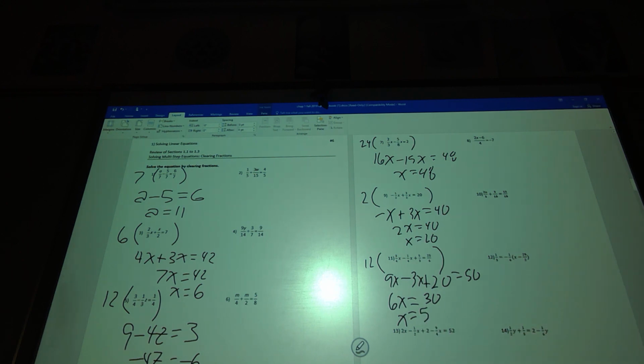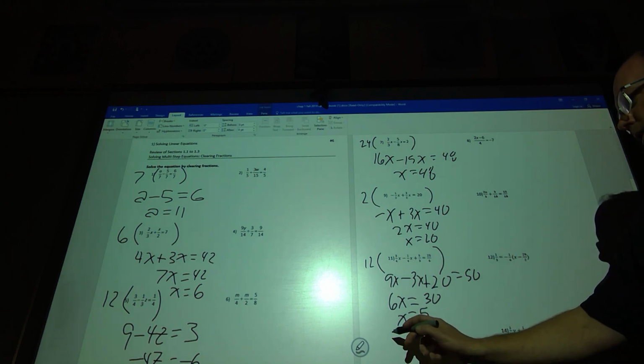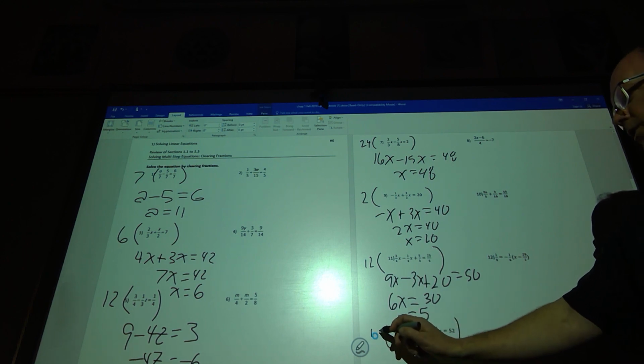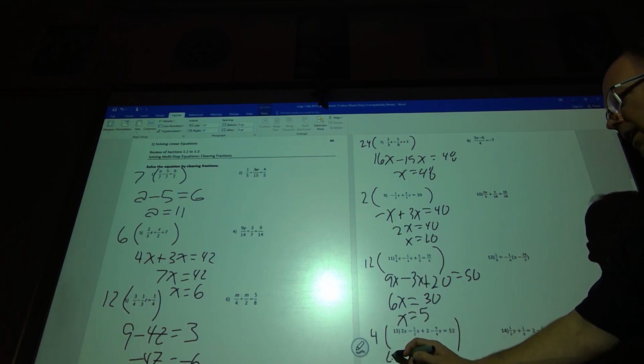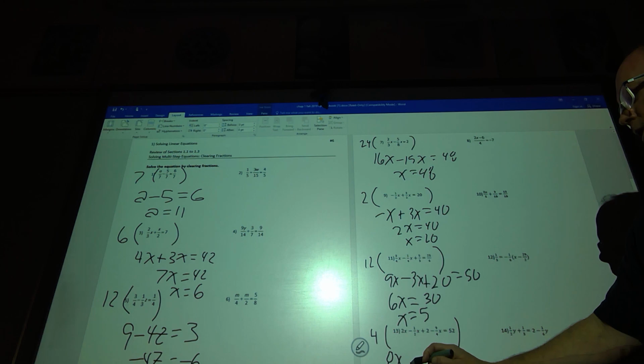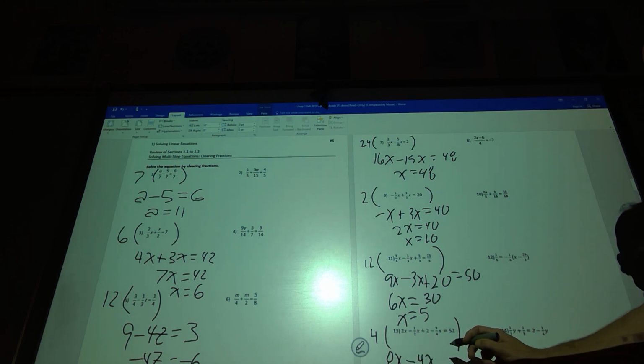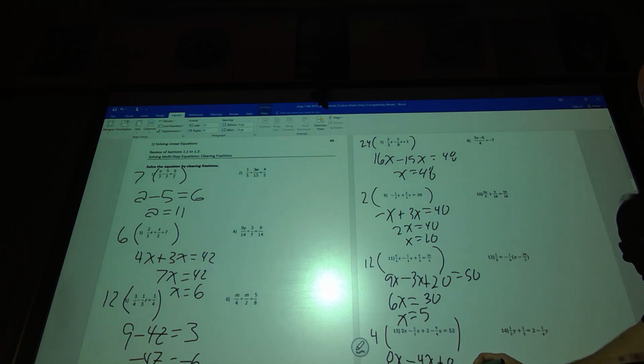Number 13, I'm going to multiply everything by 4 to clear the denominator. So that's going to give me 8x. Half of 4 is 4, so I get 4x there. And then 4 times 2 is 8. And then 9/4 times 4 is -9x. And then 4 times 52 gives me 208.